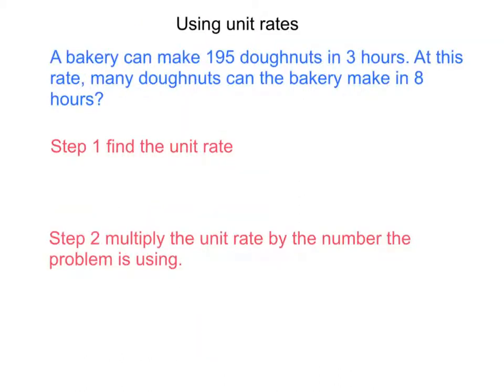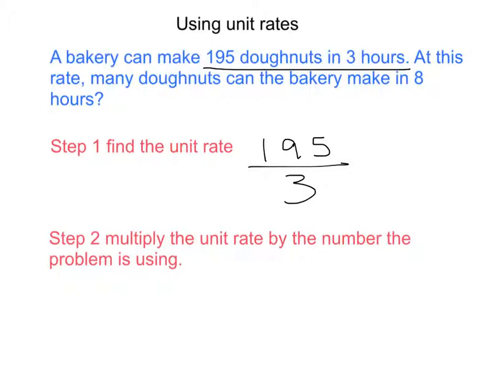We can also use unit rates to figure out how much of something we need, or how long something is going to take. So it says a bakery can make 195 donuts in 3 hours. At this rate, how many donuts can the bakery make in 8 hours?